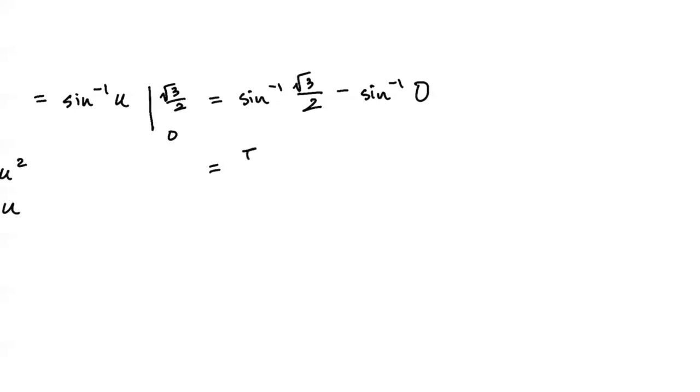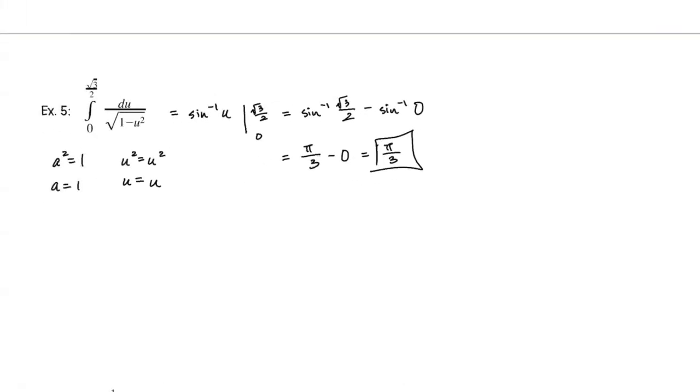Yeah, that first one is going to be pi over 3. And then the second one, let's see, where is the y value 0? That's going to be 0. And so we end up with a final answer of pi over 3. Okay. Now, what does that mean?